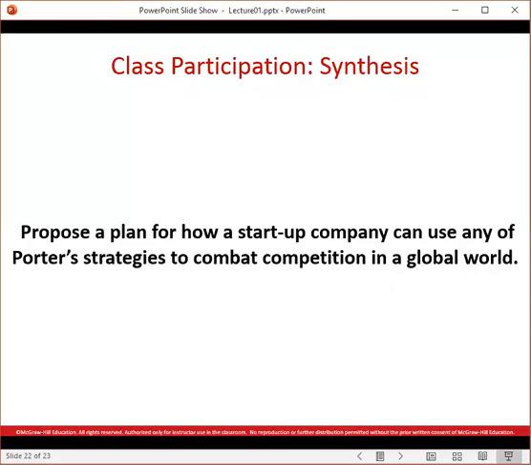So propose a plan for how a company that's starting up can use any of Porter's strategies to combat competition in a global world. Well, we can have the company use Porter's 5 forces model to analyze an industry to determine how attractive it would be to enter. Then once we determine if it would be profitable to enter a certain industry, you would then need to determine which of the 3 generic strategies to follow: low cost, differentiation, or focused. And then once the company is up and running, it can use Porter's value chain analysis to examine and redefine its business processes to ensure it's operating as efficiently and as effectively as possible.